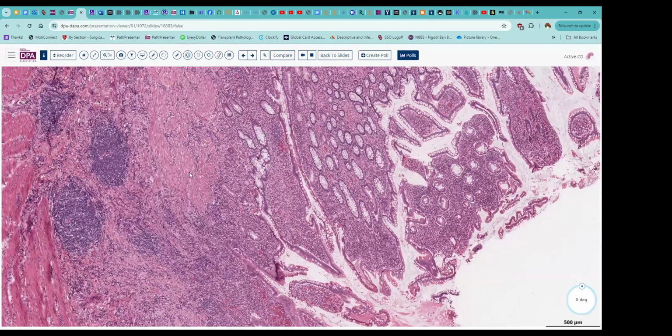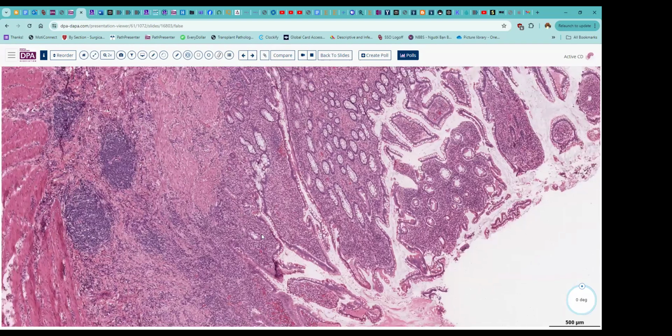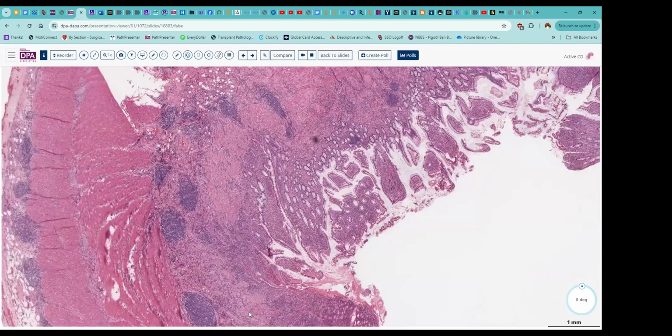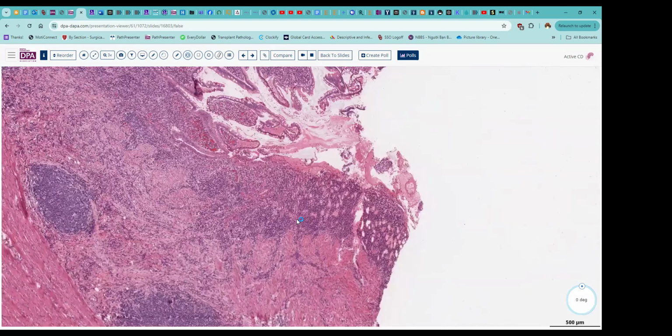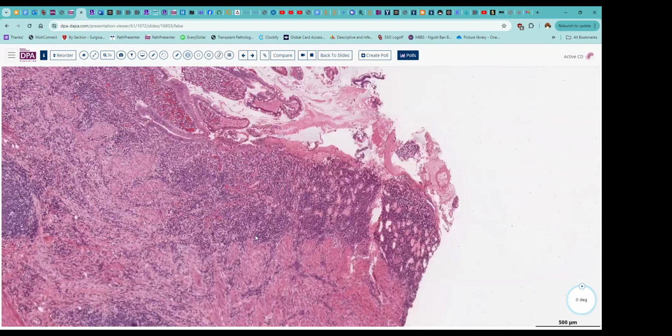Now, I talk a lot about this muscularis mucosa change because that's certainly not something that I think is covered in very many textbooks. Certainly was not covered in medical school, for me at least.